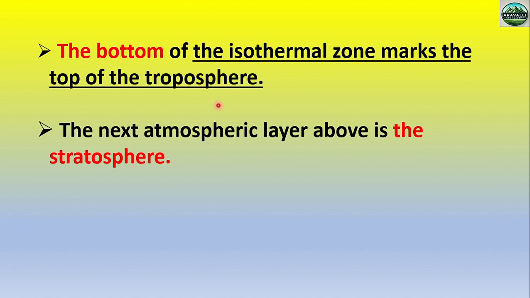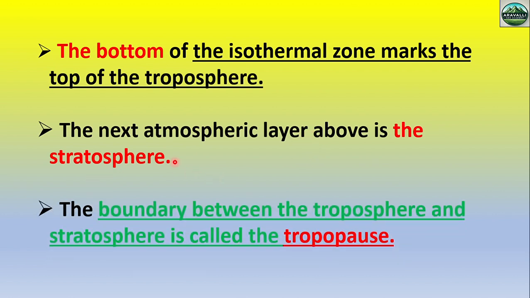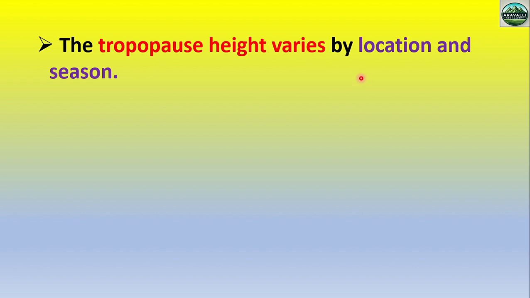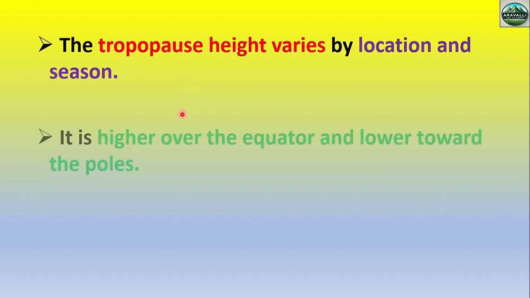So in this video we will discuss the next layer above the troposphere. The stratosphere lies just above the troposphere, and the boundary between the stratosphere and troposphere is known as the tropopause. The height of the tropopause varies from location to location and season to season.